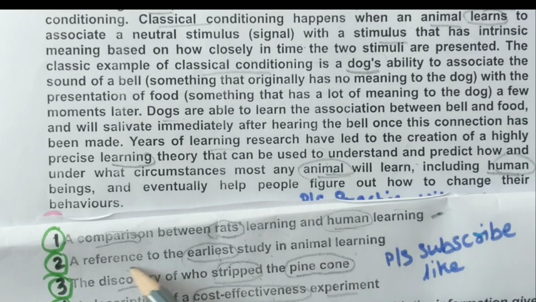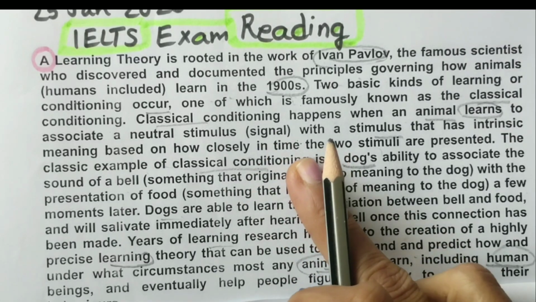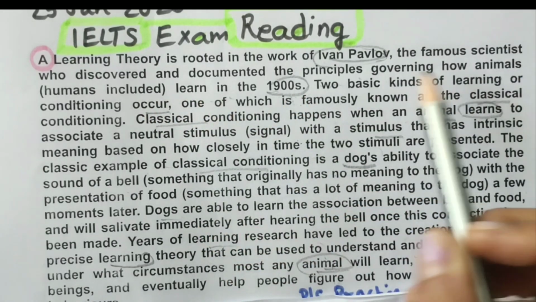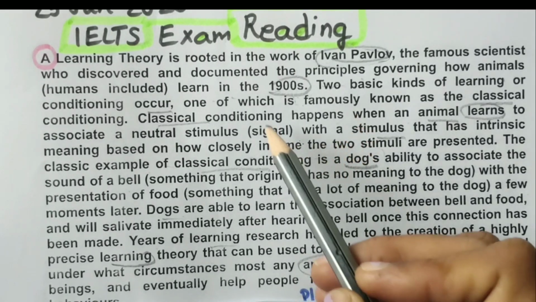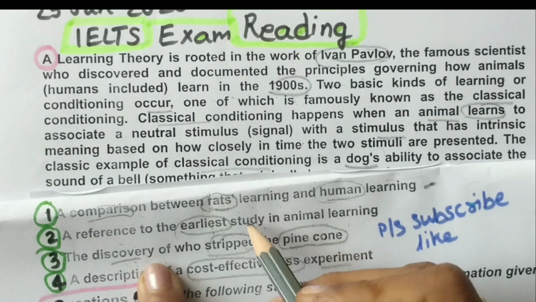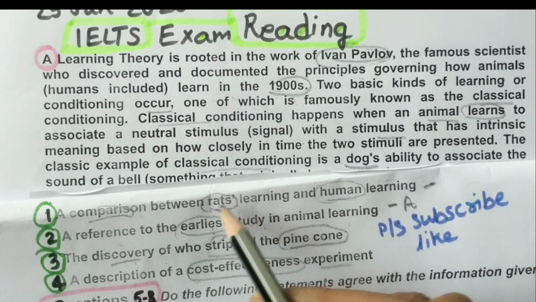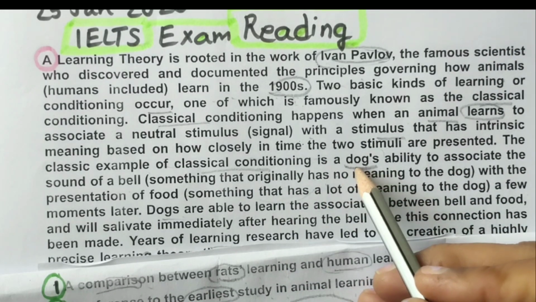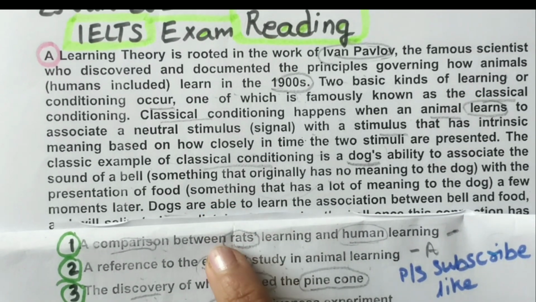Okay, but yes, a reference to the earliest study in animal learning. Throughout the paragraph they were talking about animal learning. The earliest date is the 1900s, how animals, humans included, learn in the 1900s. Throughout the paragraph they were talking about animal learning, and in the 1900s this theory was developed by this person. So a reference to the earliest study in animal learning, we can write for this paragraph number. The rat and human learning comparison we can't match because there is no talk about rats. Throughout the paragraph they were talking about animals, but specifically dog learning. That's why we can match it with A, not the first question.